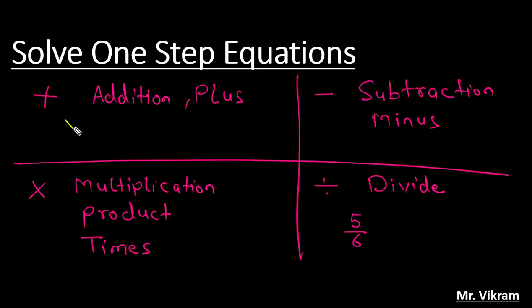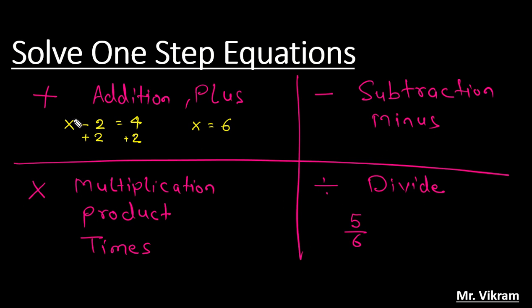For example, if you have x plus 2 is equal to 4, how will you solve such questions? Because this is an addition, let me take another example first: x minus 2 is equal to 4. How will we solve this? Because this is minus, you will do plus 2 on both sides, right? Negative 2 plus 2 is 0, so x is equal to 4 plus 2, which is 6. This is method number 1.